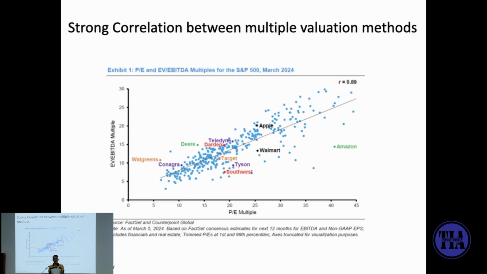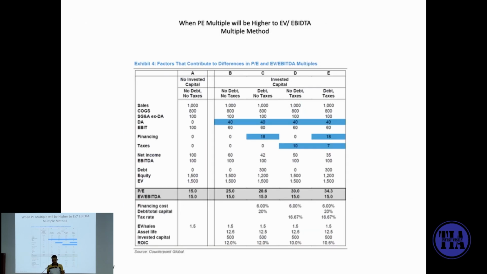So there is a good correlation between PE and EV by EBITDA. It means generally higher the PE, you will see higher EV by EBITDA because they both are highly correlative assets. I'll skip this, but basically very few scenarios where PE and EV by EBITDA can be same. The scenario is simple. The company should not have any capital to invest, like an asset management company. The company should not have any debt. The company should have completely no depreciation. Then EV by EBITDA and PE also will be similar.